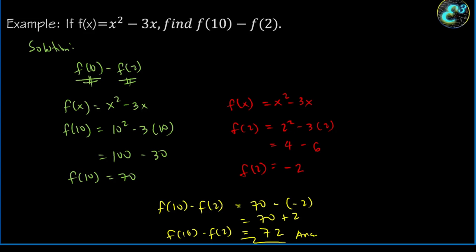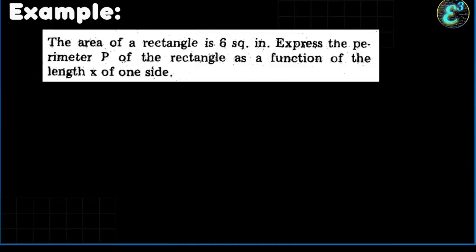Okay, let's go to another example. The area of a rectangle is 6 square inch. Express the perimeter P of the rectangle as a function of the length x of one side. Okay, solution.